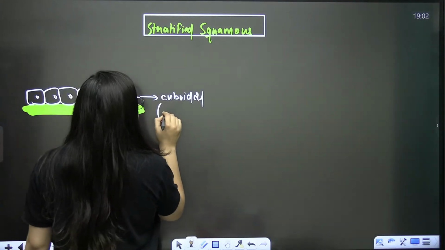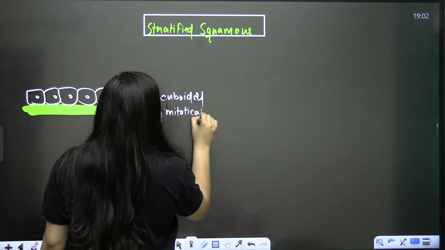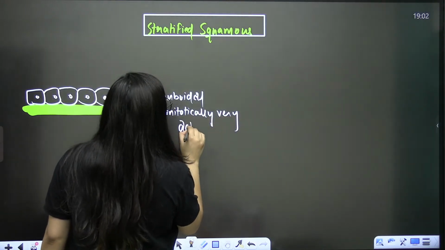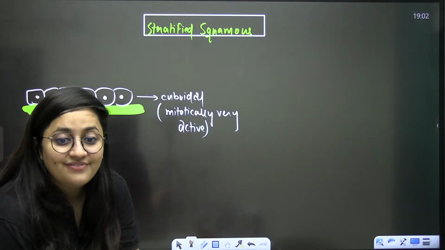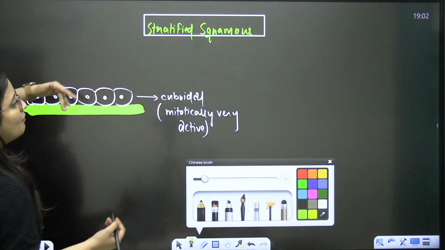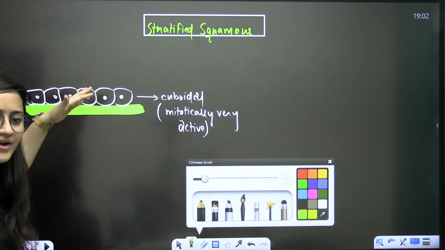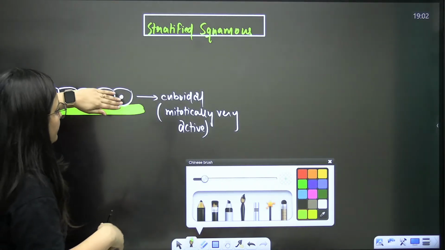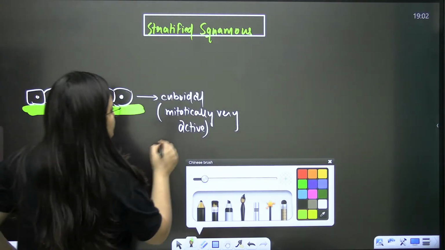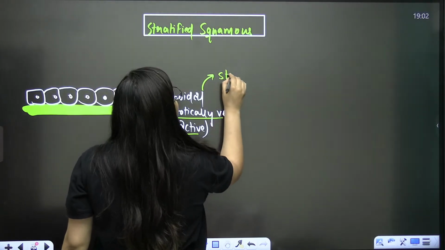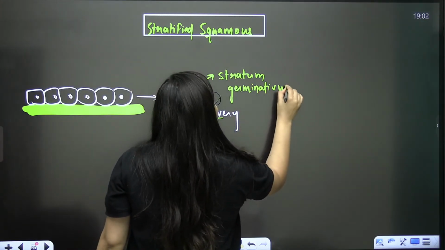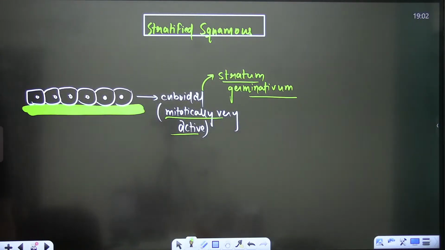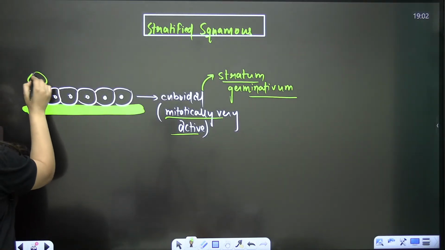Now this layer is mitotically very active. It means it will undergo mitosis very quickly. So it will add more and more cells here. Because this layer will divide, it will add more cells here. So mitotically it is very active, so we call it stratum germinativum. This is the one which will add the cells here. Clear? Stratum germinativum.